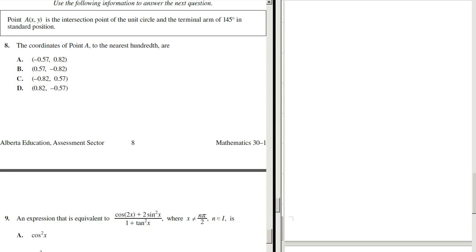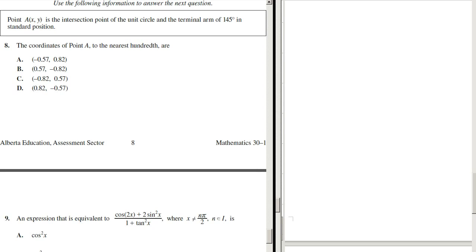Point A, x and y, is the intersection point of the unit circle and the terminal arm of 145 degrees in standard position. The coordinates of point A to the nearest hundredth are... Alright, so the nice thing is we don't have to do any calculating. The numbers are here for us. All we have to do is figure out which quadrant the coordinate falls into. Is it going to be 1, 2, 3, or 4?